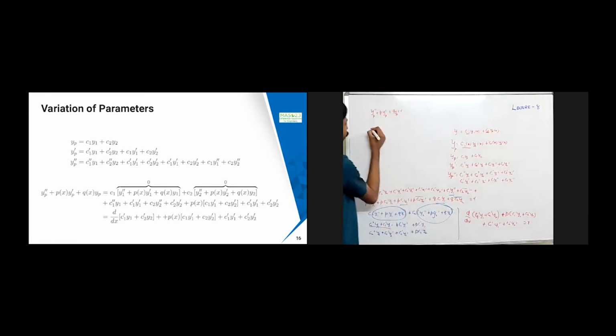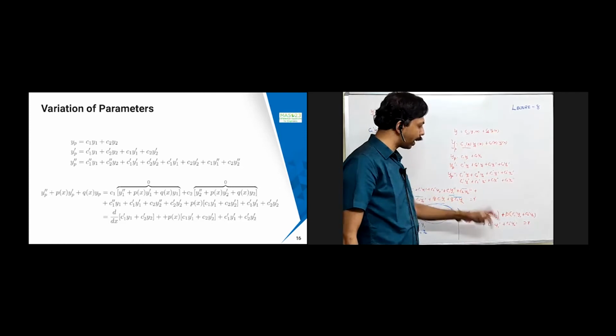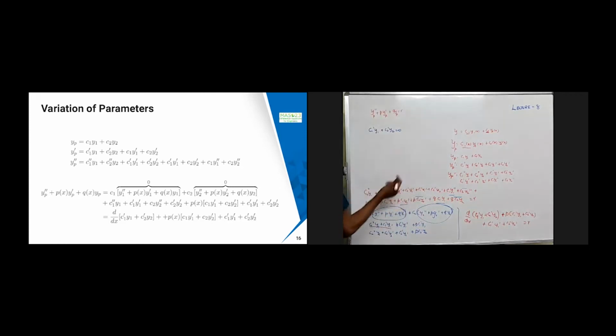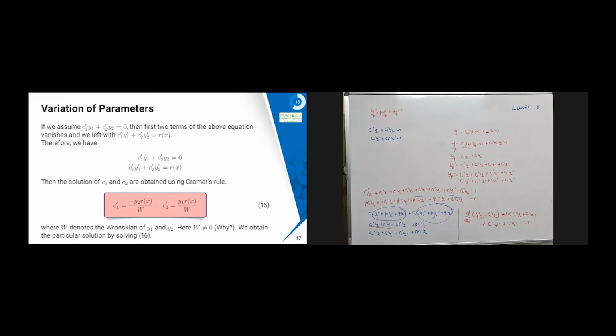So I'm going to choose C1' Y1 plus C2' Y2 equal to 0. Then this term will vanish, and only this term is going to be there. So in that case, C1' Y1' plus C2' Y2' equals R is going to come. That's what I'm going to do now. We assume that C1' Y1 plus C2' Y2 equals 0. Then the first term vanishes, and only the remaining term, R, is going to be there.